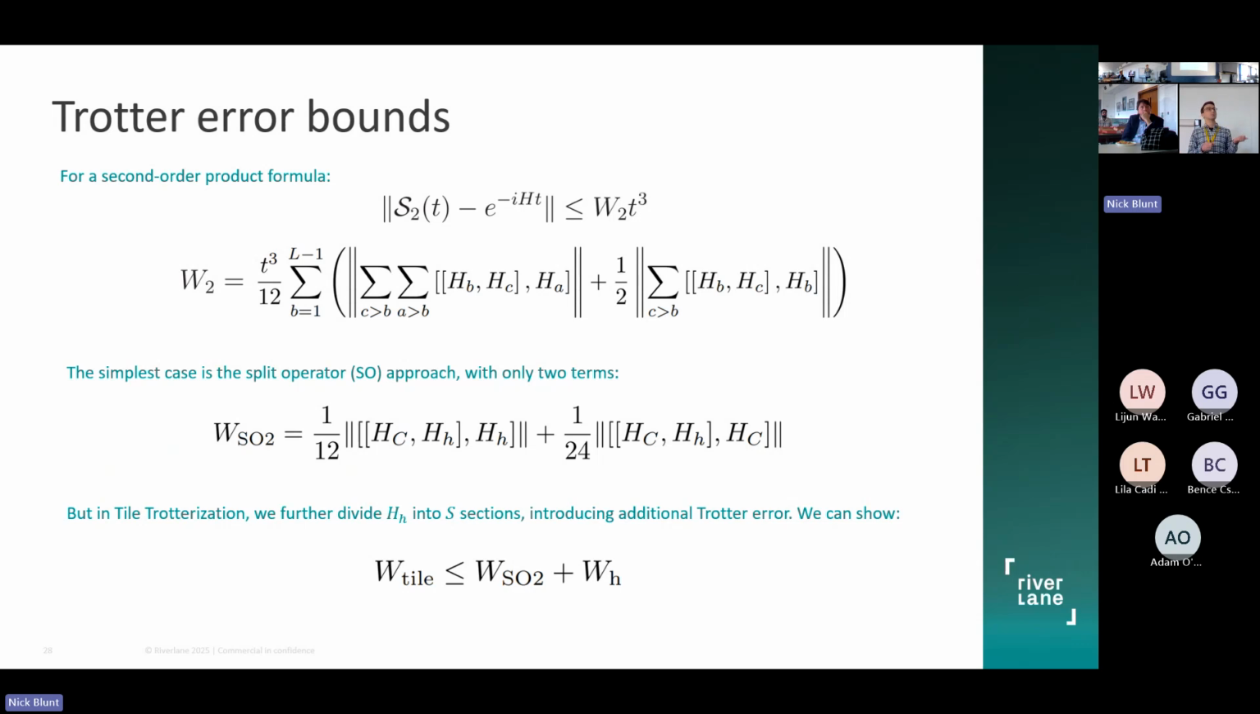I haven't included the proof here for time, but it turns out that the total Trotter error from this is equal to the error from the split operator approach plus the error from splitting the hopping section into many parts. So if anyone wants to see that, I have an extra slide, but it's just a little bit technical.